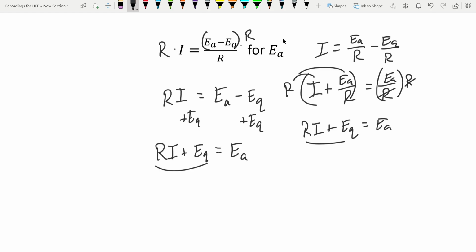You can, of course, also just leave it like this. This is also a valid form, but I wouldn't say that's simplified because we can actually get rid of this R here by distributing it in there. But they're all valid. So just make sure you understand how they're all equal to each other.